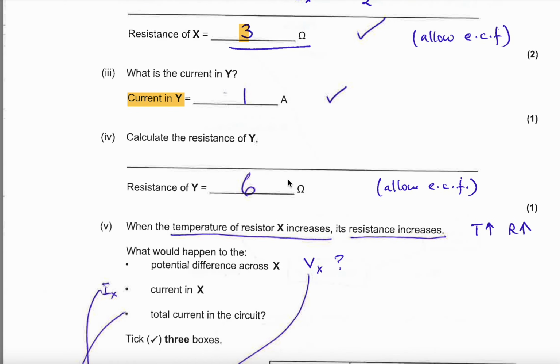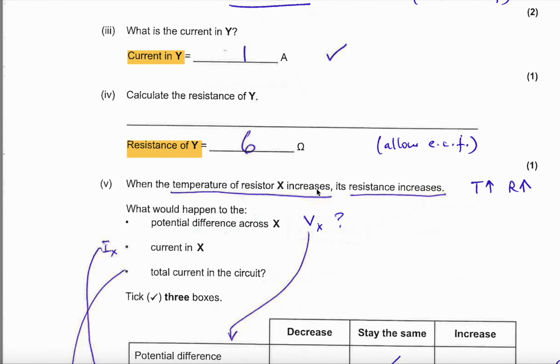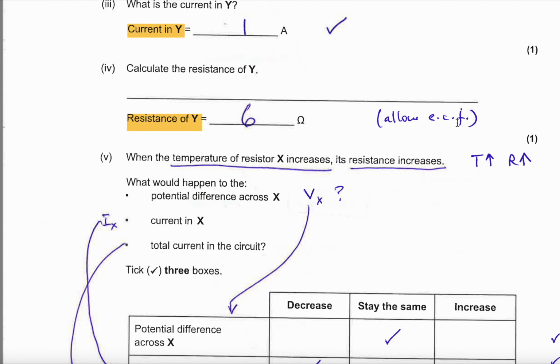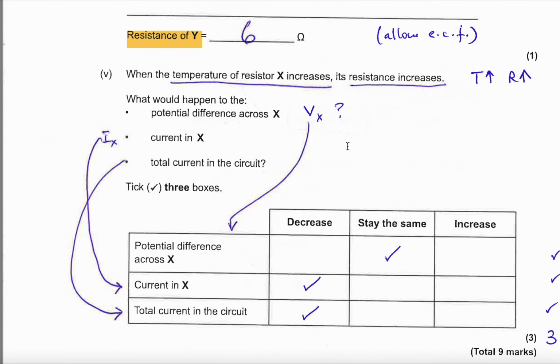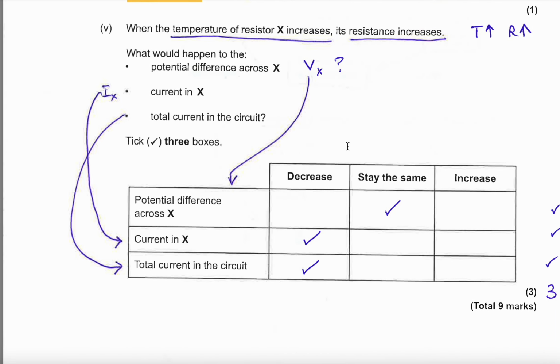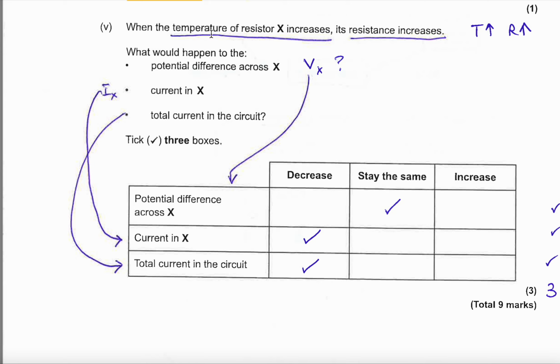So it means Y has a bigger resistance, which is why it gets less current. The bigger resistor will get smaller current going through it. And if you notice, both will multiply to 6 volts. Okay, again, they will allow your error to be carried forward if you made an error earlier on, but you're using the correct method.